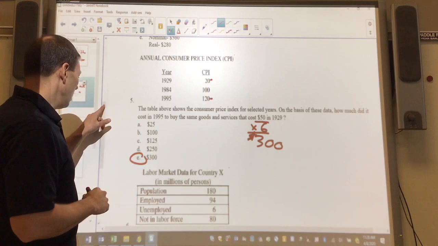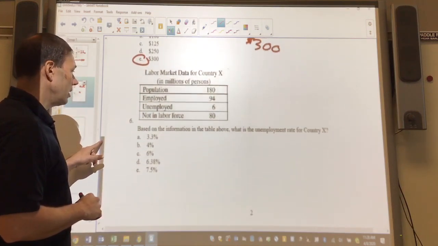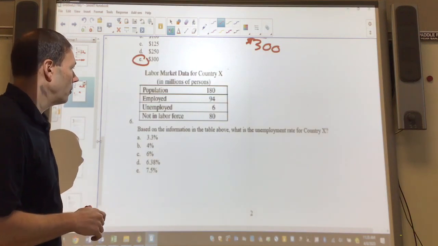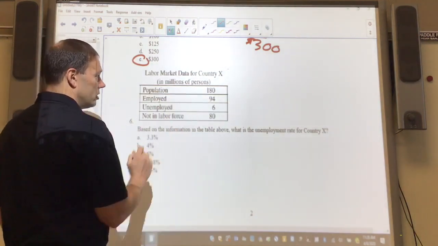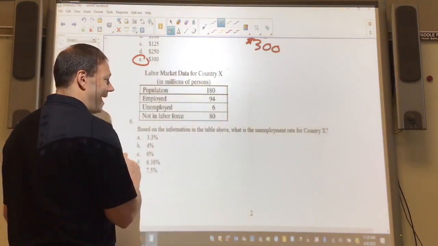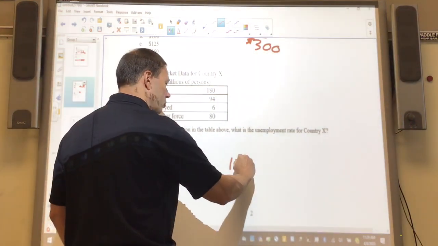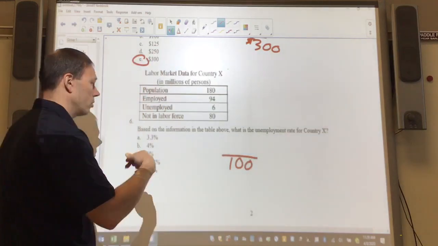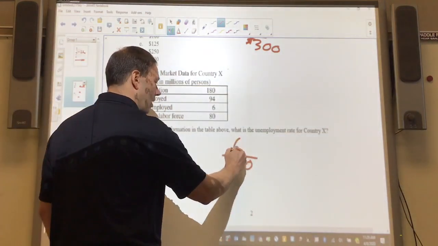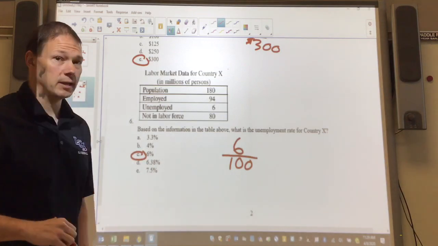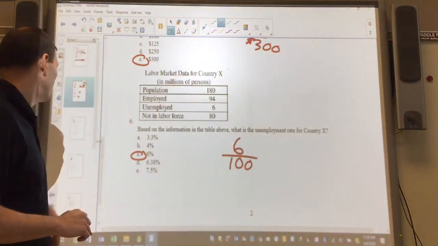Okay. All right, let's look at number 6. Okay, this is similar to what we did a moment ago. It's asking about the unemployment rate. So the population is 180, but it tells us that 80 are not in the labor force. So that means that our labor force is 100. And that formula, of course, is the number of people unemployed divided by the labor force, 6 divided by 100, and that comes out to 6%. So number 6 is C, 6%.